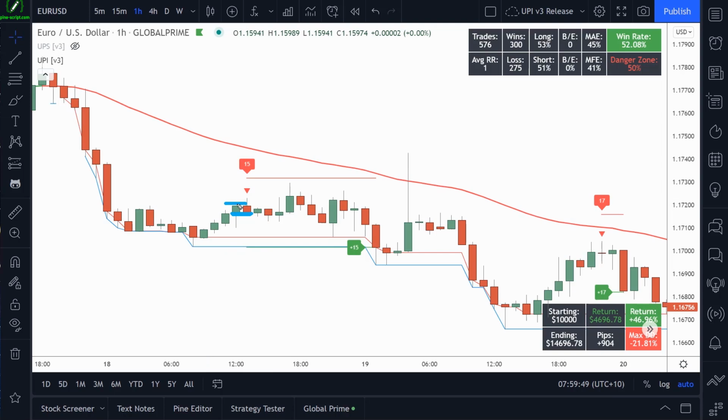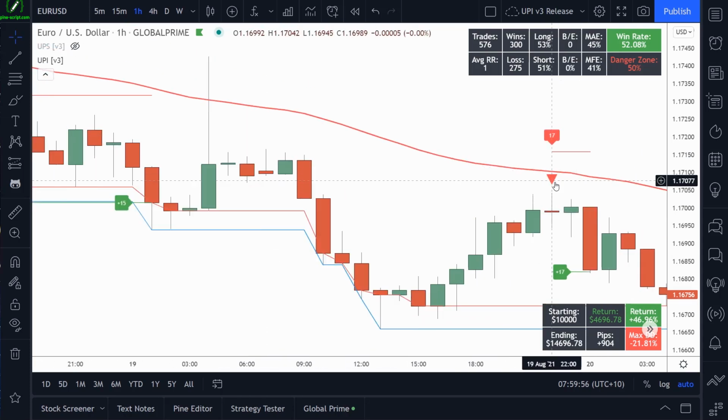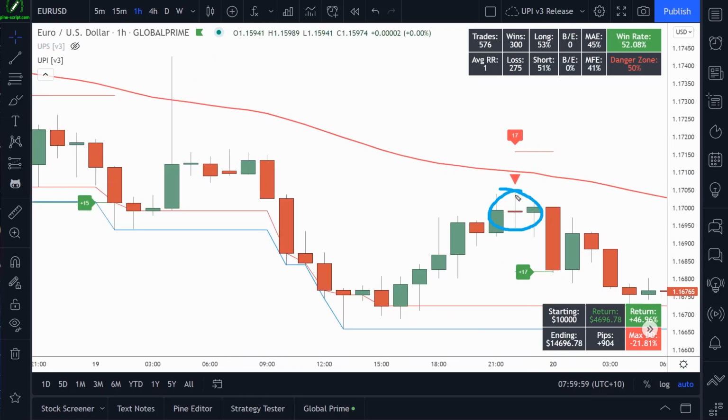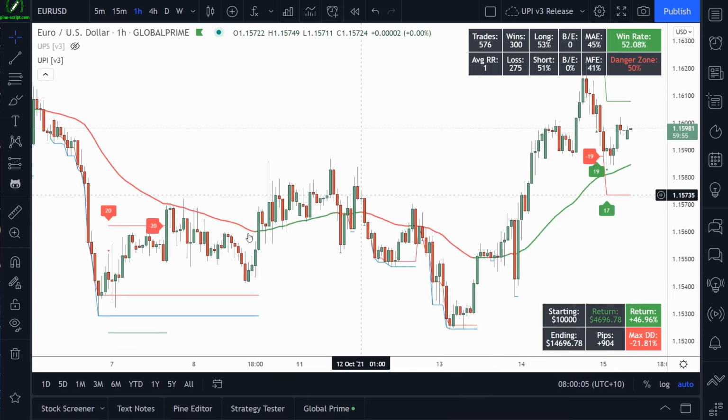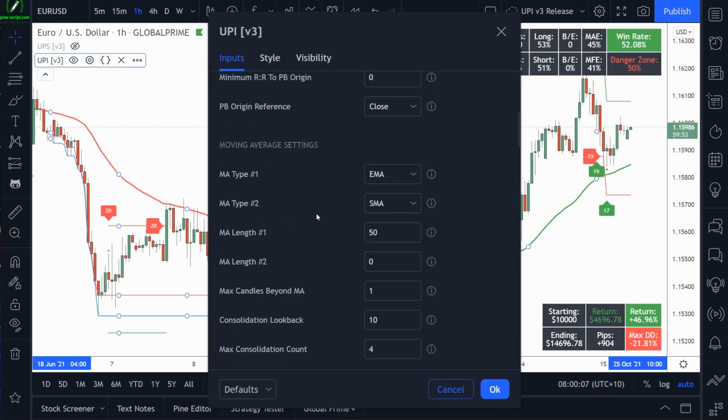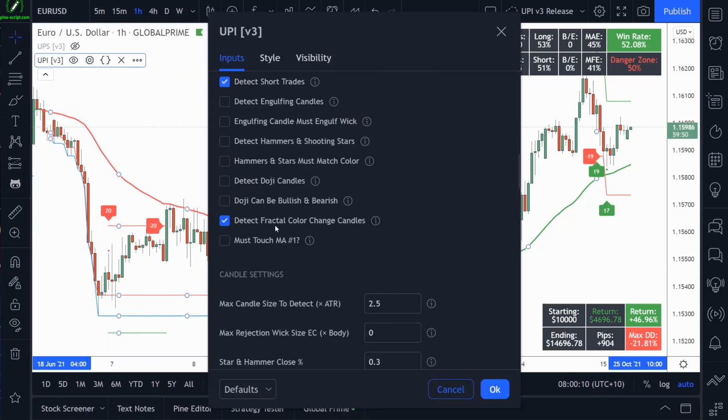It doesn't need to be an engulfing candle. It doesn't need to be a hammer or star. It doesn't need to be a doji. It just needs to be red. And so you can see it also detected this doji candle. Since that was a swing high, that was red. So it's a very, very simple entry pattern, but it can be profitable on some time frames and markets, which is why I included it.